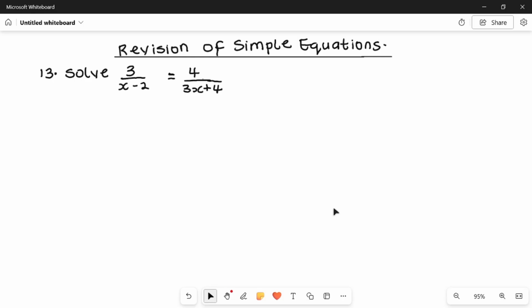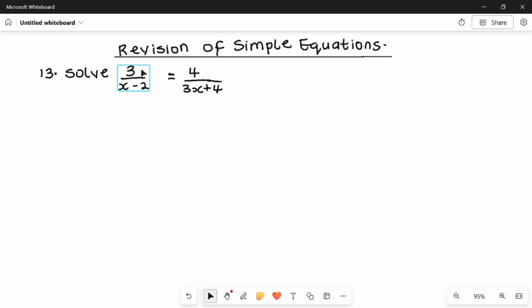Still on revision of simple equations using the knowledge of board math and the knowledge of the laws of indices. We have this equation which says solve 3 over x minus 2 equals 4 over 3x plus 4. So what is the first thing you do when you see this kind of question? The first thing to do is to what?